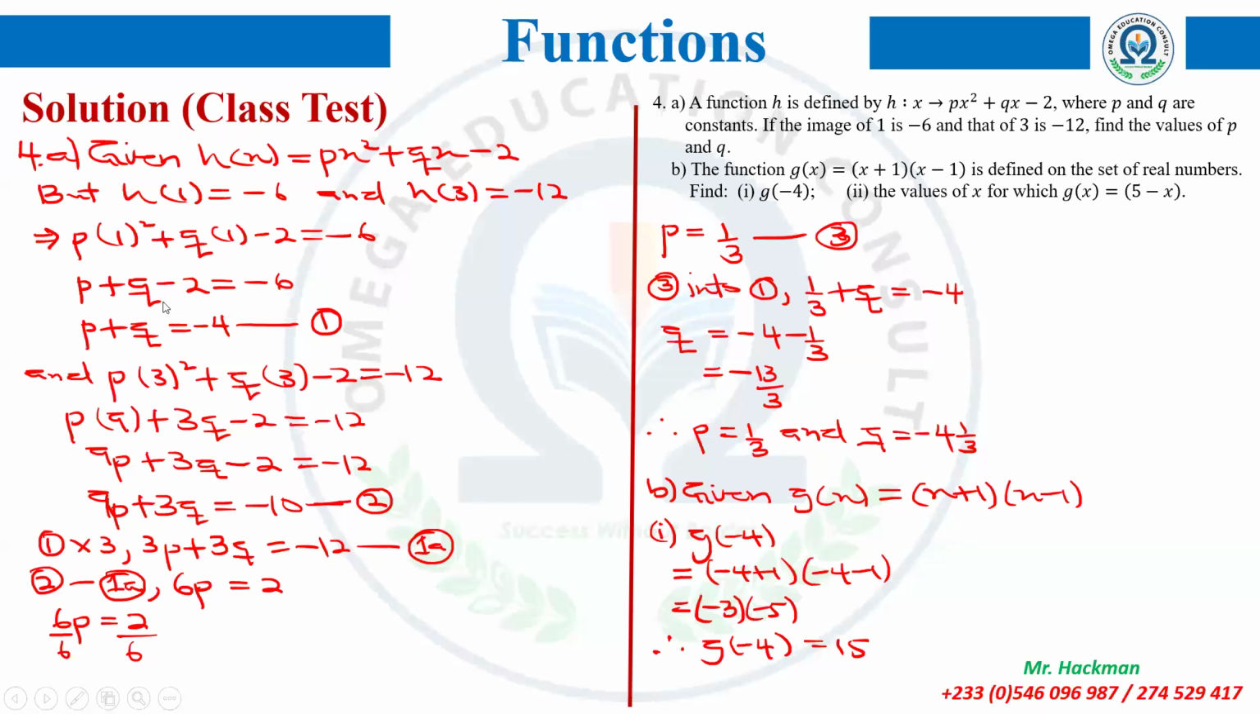I simplify. You are going to solve 2 equations simultaneously for p and q. So you collect all the terms in p and q on one side and a constant on the other. That gave us minus 6 plus 2, minus 4. You label this as equation 1. You come and do the same here. h of 3 being equal to minus 12 means h of 3 will be p into 3 squared plus q into 3 minus 2, and we are saying that is equal to minus 12. You simplify your equation, you end up getting this.